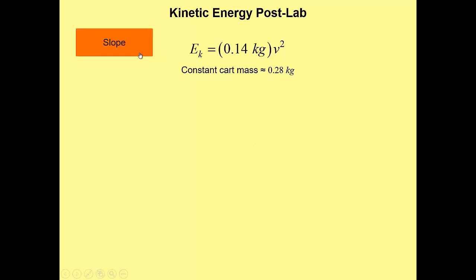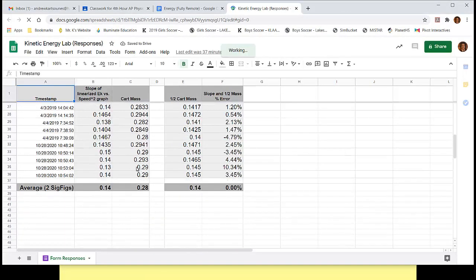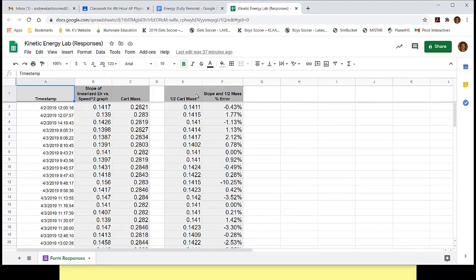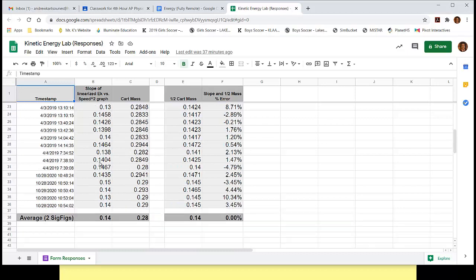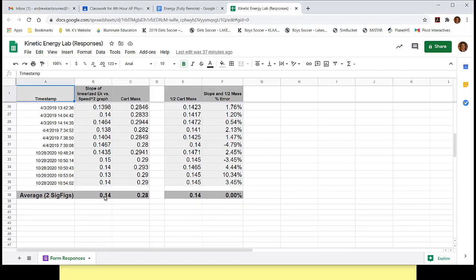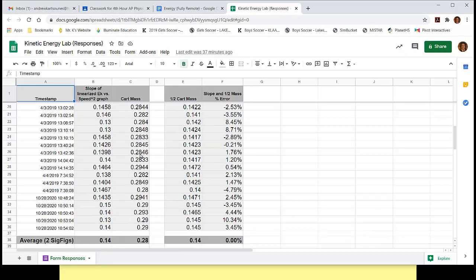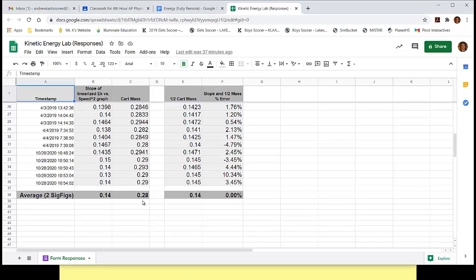Well, let's look at all the data. If we go to the Google form where we gathered all this stuff up, here are like, I think 35 data points. Don't worry about these two columns. Look at these two columns to start out with. Here's everybody's slope. Notice everybody's slope is pretty close. They're all 0.1 somethings, either 0.13s, 0.14s, here's a 0.15. So they're all pretty close. So they average out to about 0.14, 2 sig figs. Here's everybody's cart masses. Again, all pretty close to one another. Around 0.28, maybe a few 0.29s here or there. So it averages out to about 0.28 on average.